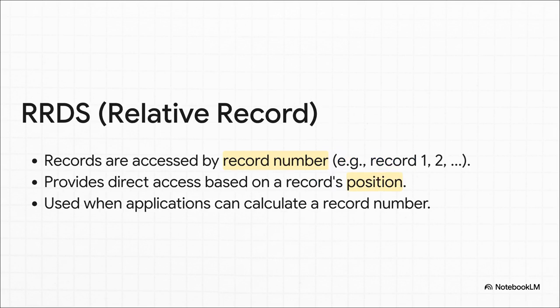Then there's RRDS, the relative record data set. This one is all about position. It's like a big set of pre-numbered slots. You get to your data by telling it the slot number. Hey, give me the record in slot 54, or put this new data into slot 102. The numbered parking space analogy is a great way to think about it. You go directly to a specific numbered spot.